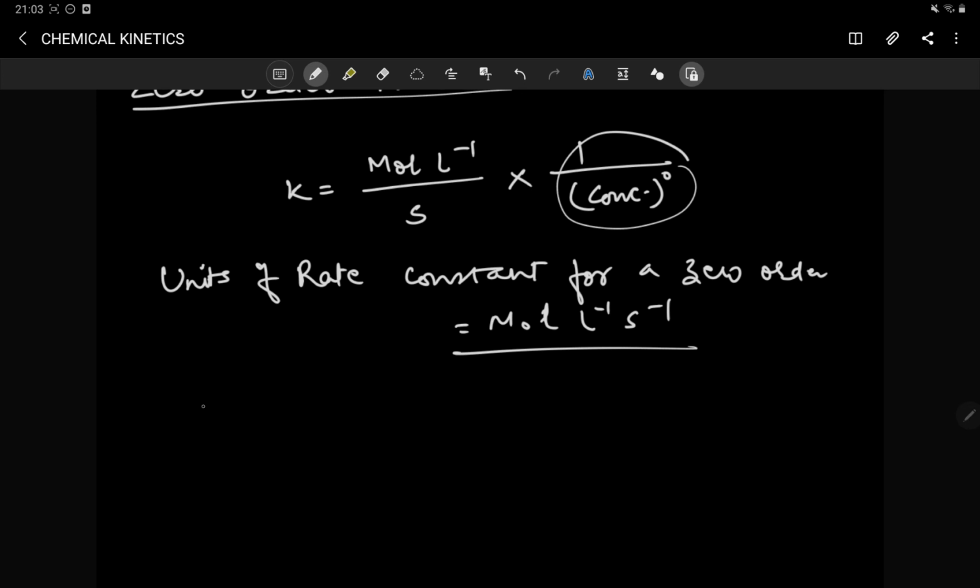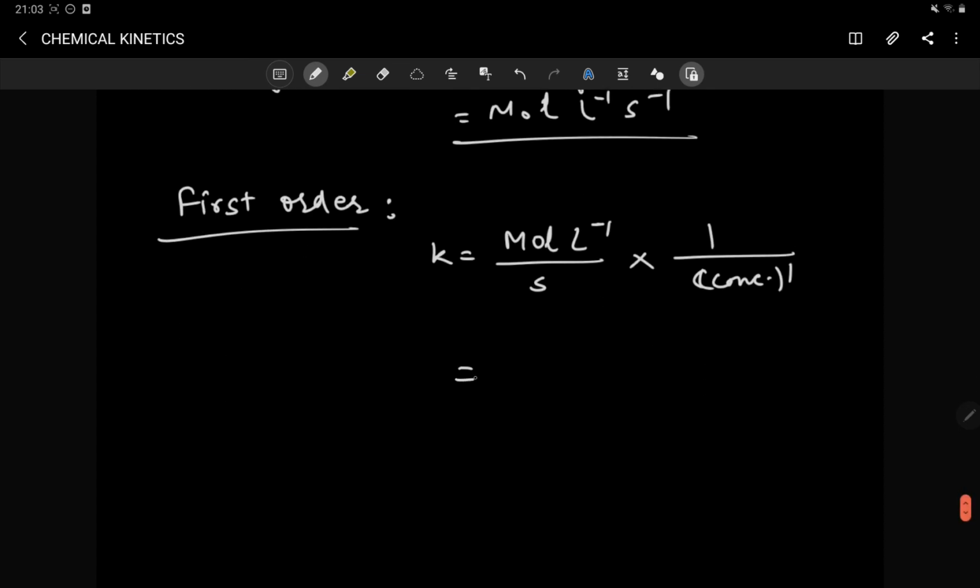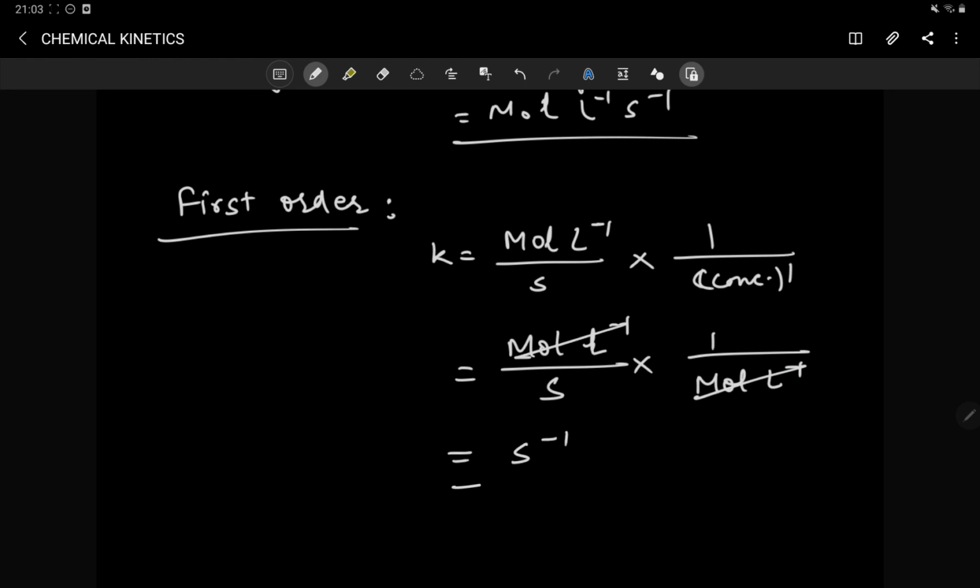Similarly, let's find out for the first order reaction. For the first order reaction, K is equal to mole per liter per second into 1 upon concentration raised to power 1. What is the unit of concentration? It is mole per liter. So we have mole per liter divided by second into 1 upon mole per liter. The mole per liter cancels and we get the unit second inverse.